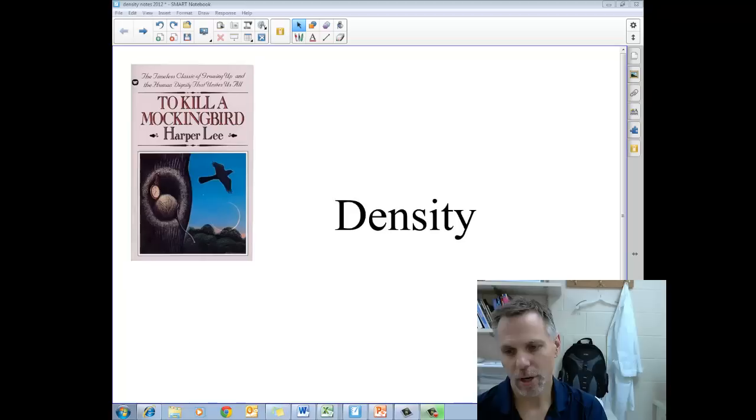Well, I realized it was pretty dense at that point, and density is what we're going to try to talk about today. So let's go ahead and take a look at density.